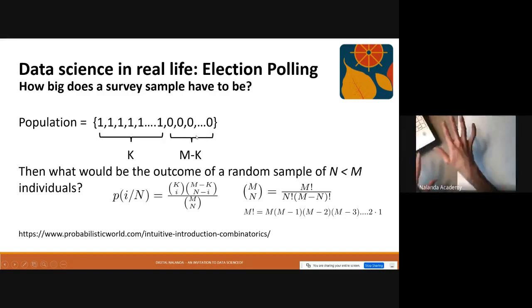And this is just telling you the number of ways in which you could have arrived at the number I divided by n. So if I is 0, what is the probability of estimating that nobody's going to vote for this candidate? That means all of the individuals from your random sample must be here. That's the only way you can find that nobody votes for candidate 1.